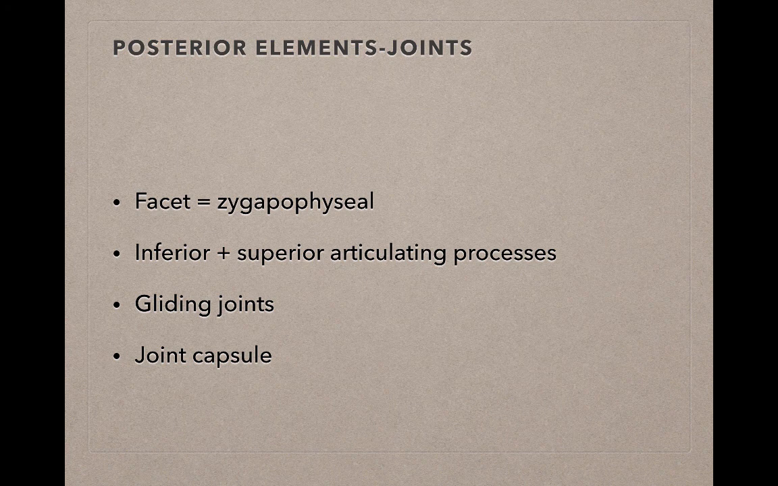These are gliding joints and are covered in a joint capsule. These joints control movement of the spine. So they determine the amount of motion that's permitted, and they also protect the discs from excessive shear or extremes of plane movements. The orientation of these facet joints in the various segments of the spine influence the movement there.